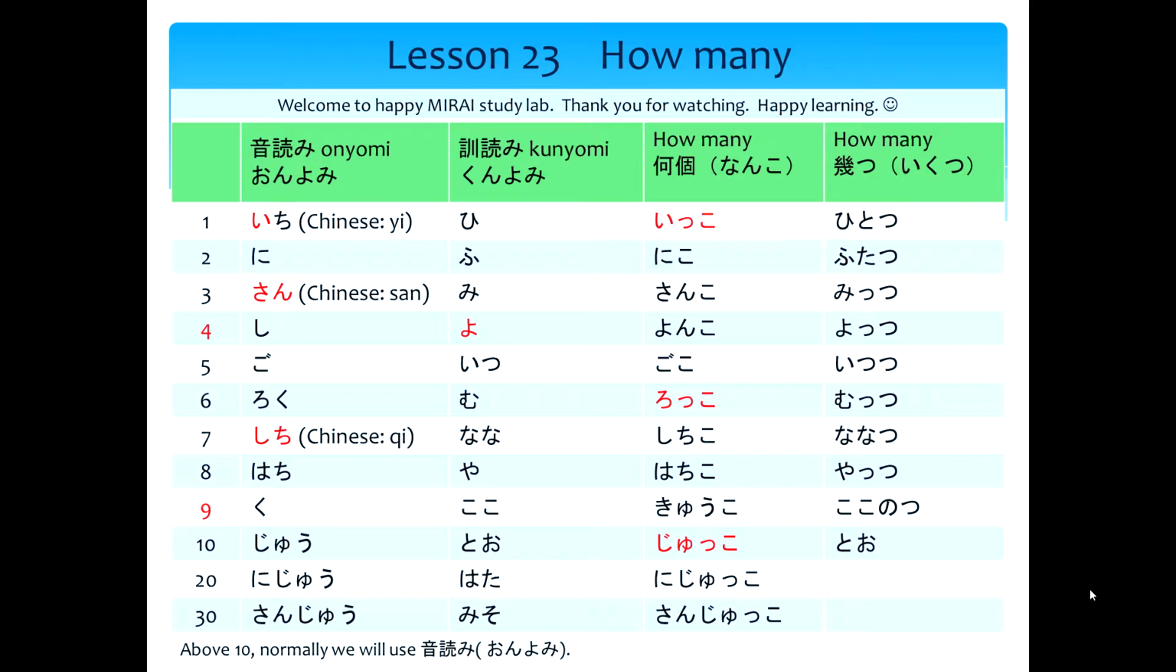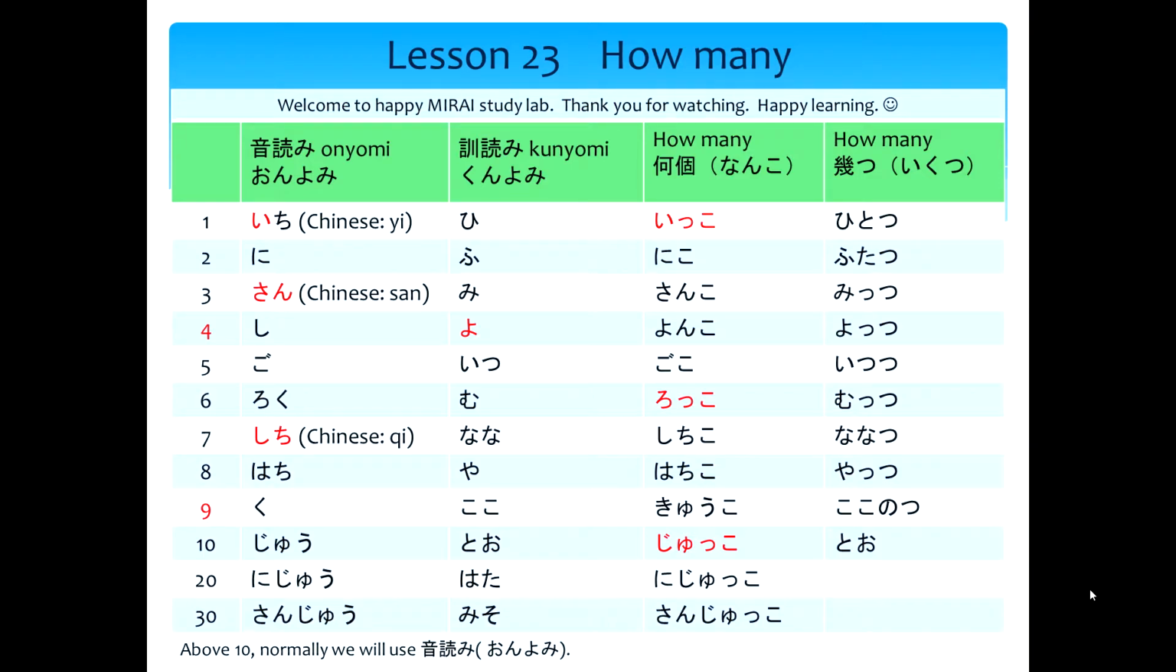All right, today we learn how many. Lesson 23, how many? Actually, before we learn about how many, I would like to introduce the simple numbers under the onyomi and kunyomi. And just in case you're not sure what onyomi and kunyomi are, after this talk you can refer to my random talk about onyomi and kunyomi. Over there, you can understand it in more detail.